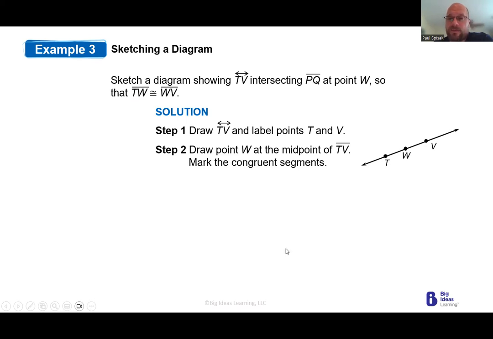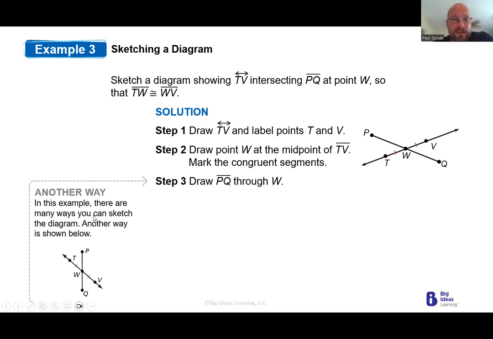I mark them as congruent so that we can clearly tell that they are congruent, because again, we can't assume. And then once we have point W, we can draw that line segment through point W. So PQ goes through point W on line TV. And again, that line is a line segment. So we have endpoints, but it doesn't continue.